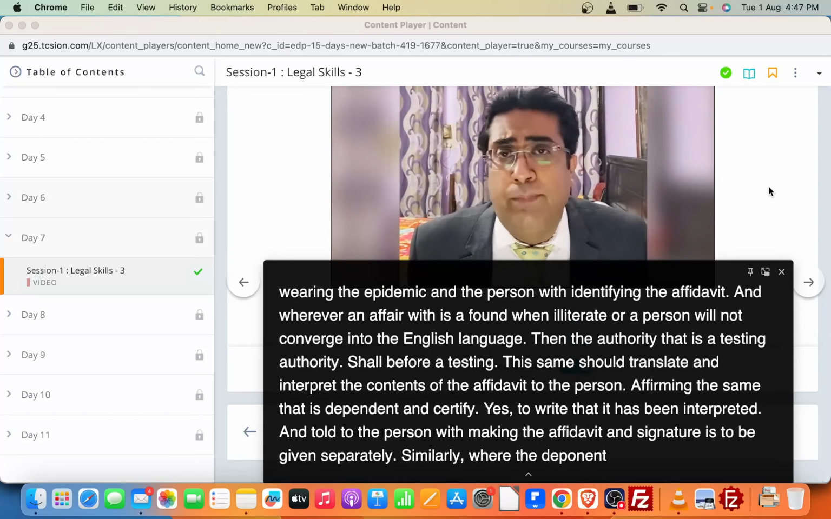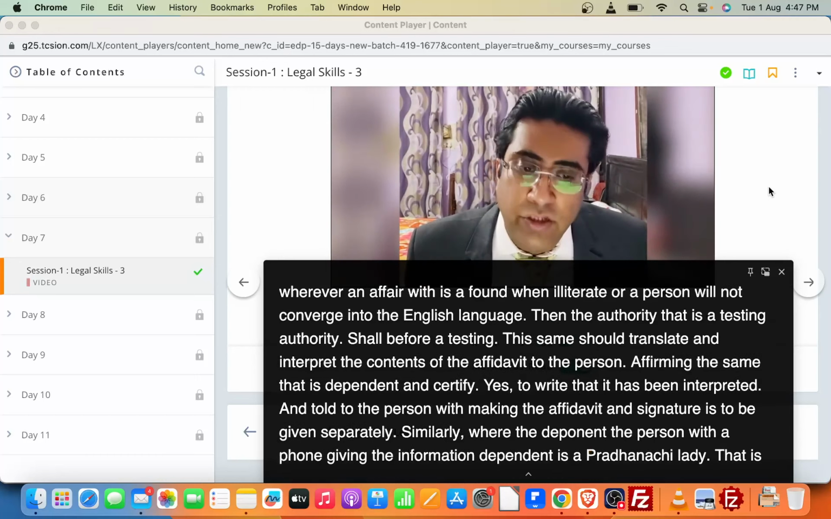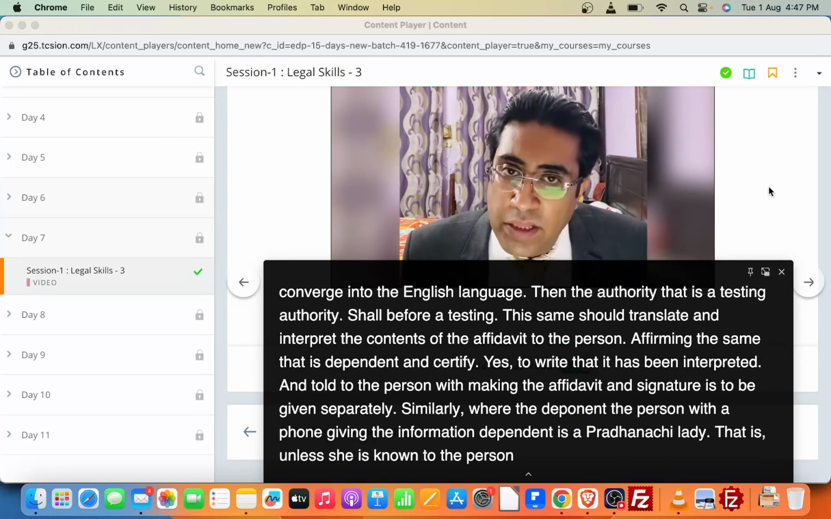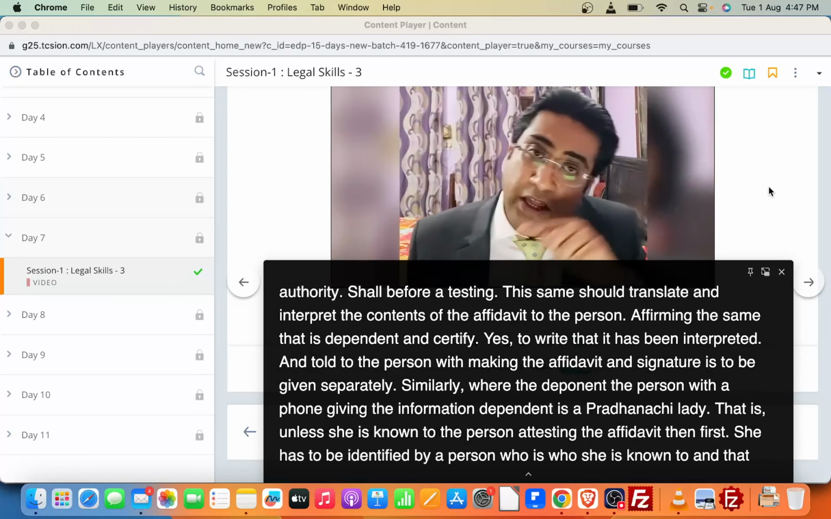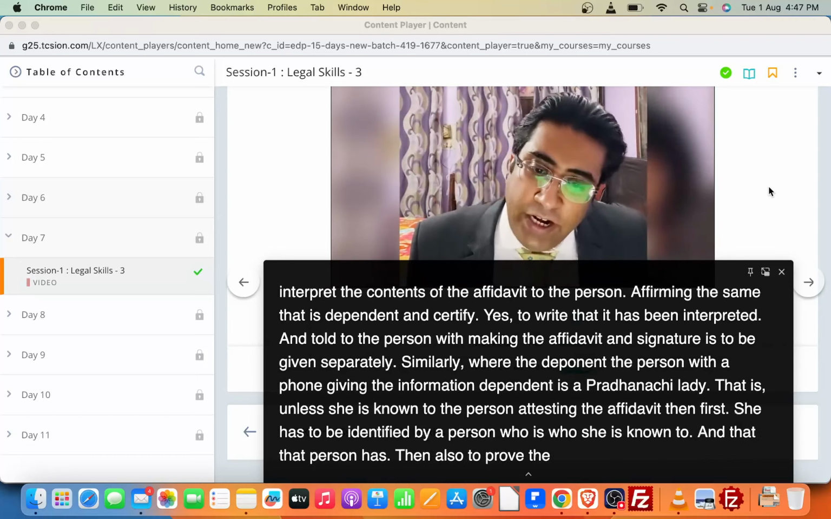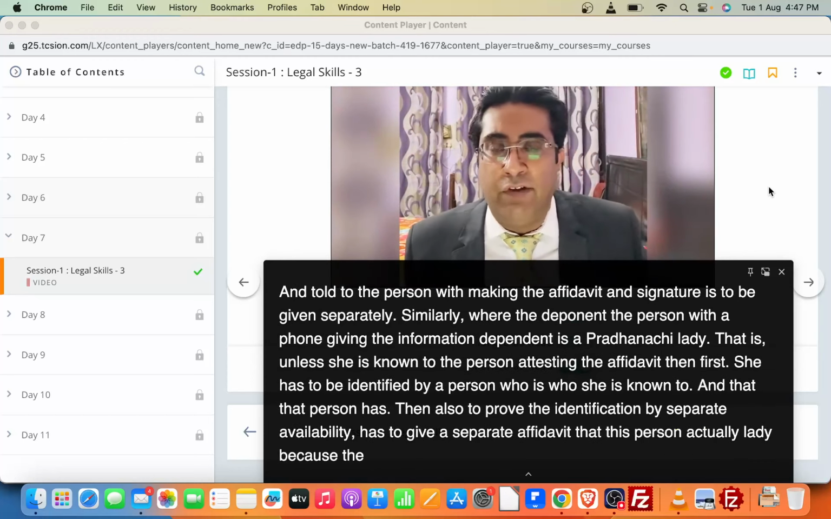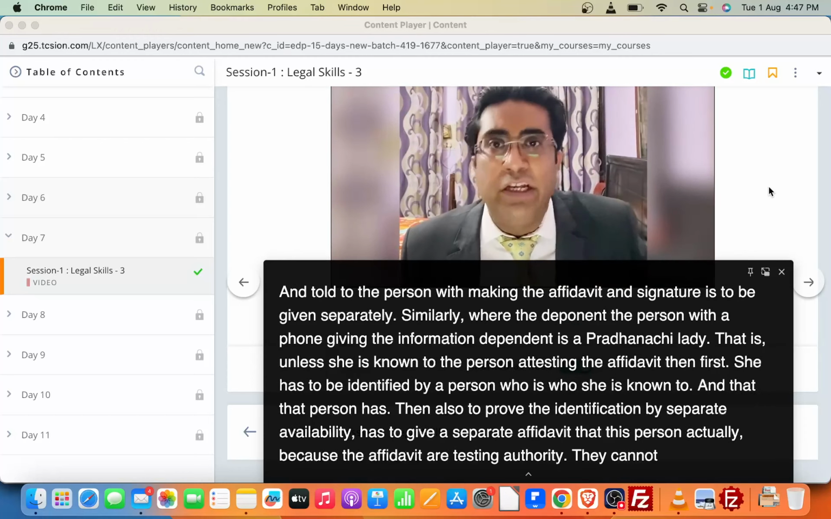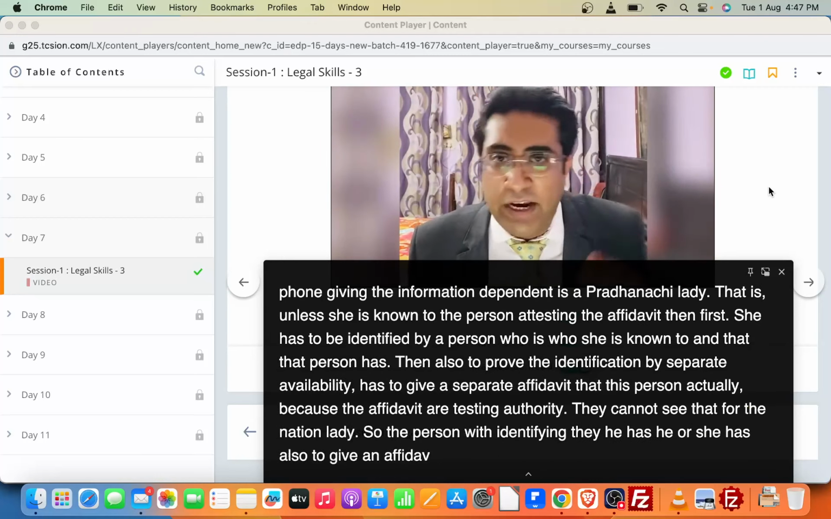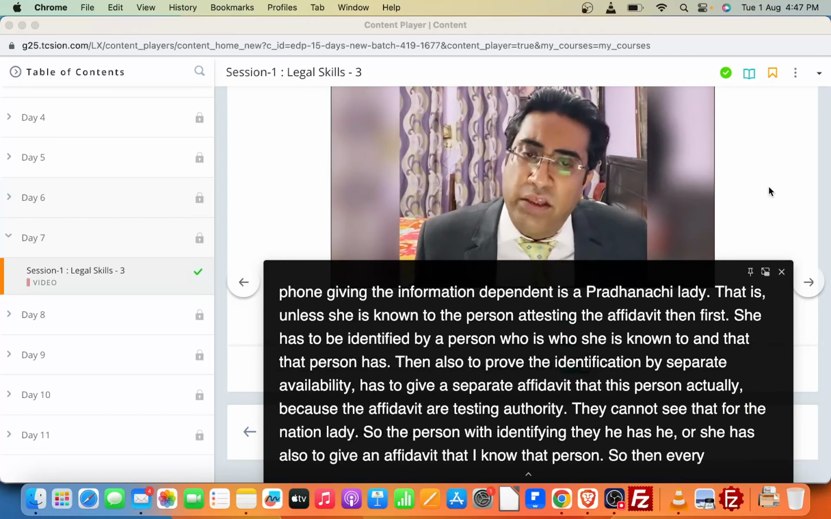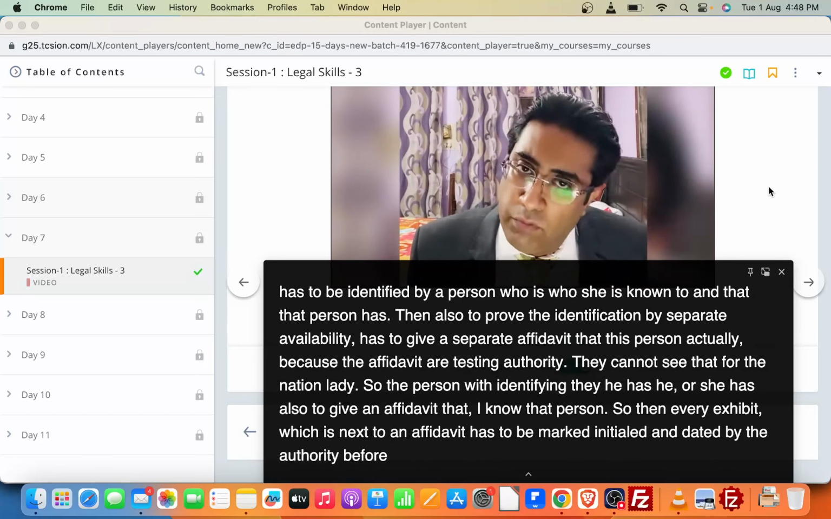Similarly, where the deponent, the person who is giving the affirmation, is a Pardanashi lady, unless she is known to the person attesting the affidavit, then first she has to be identified by a person she is known to, and that person has then also to prove the identification by a separate affidavit. He has to give a separate affidavit that this Pardanashi lady, because the affidavit attesting authority cannot see that Pardanashi lady. So the person who is identifying, he or she, has also to give an affidavit that I know that person. Then every exhibit which is annexed to an affidavit has to be marked, initialed, and dated by the authority before whom it is sworn.